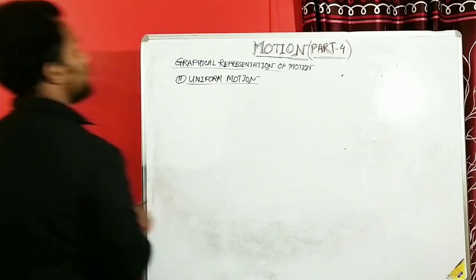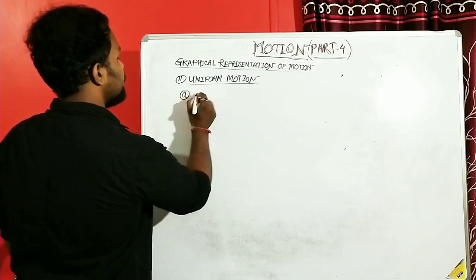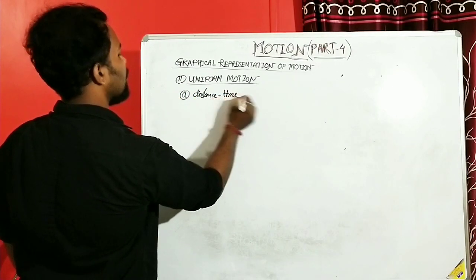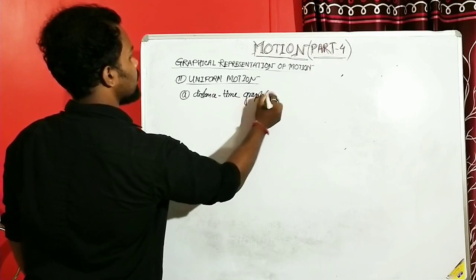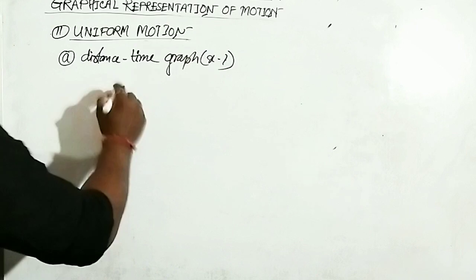Okay, see what is going to happen here. First we will observe the distance-time, or you can say position-time graph, that is the x-t graph, right? X means distance or position, you can just consider it.